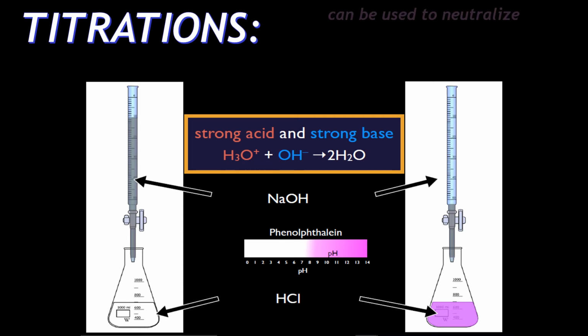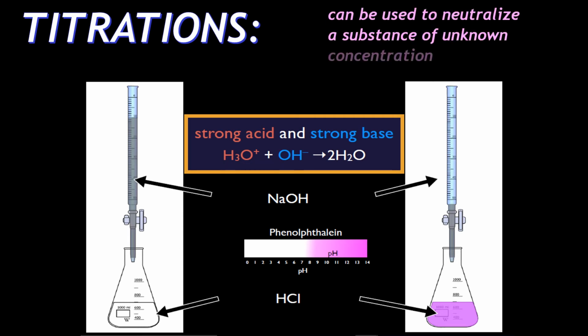Now, in a titration, we can use it to neutralize a substance of unknown concentration. And the classic pairing is that we would have hydrochloric acid as a strong acid, and we would have sodium hydroxide as a strong base. And this will be a neutralization reaction where the product is simply water.